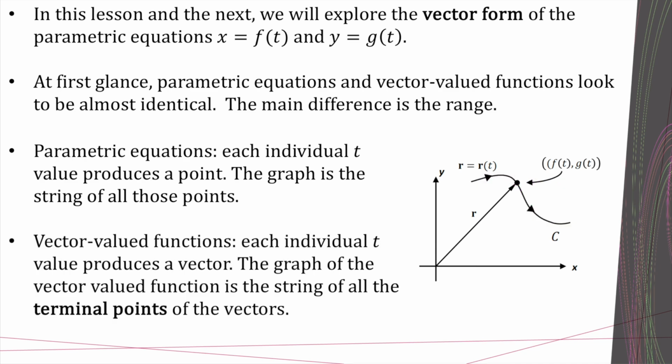For vector valued functions, each individual t value produces a vector. And the graph of the vector valued function is the string of all the terminal points of the vectors.